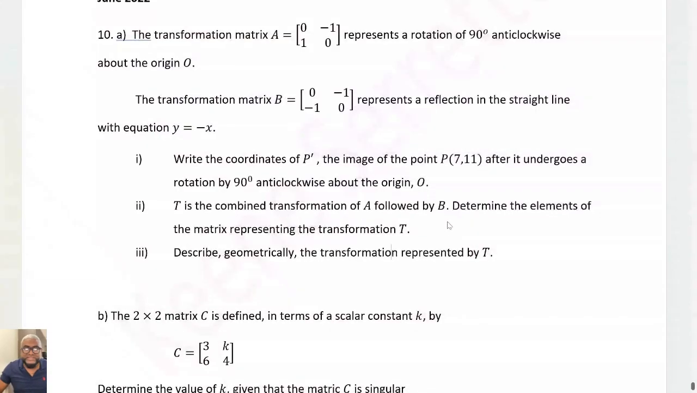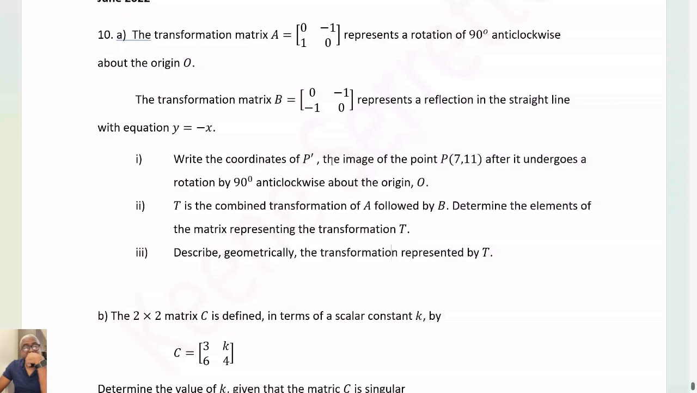So the matrix transformation A, which is equal to this, represents a rotation of 90 degrees anti-clockwise about the origin, right? This is one of the matrices that you actually have to learn. We have about 9 of them you have to learn. Then the other matrix transformation B, which is 0, -1, -1, 0, represents a reflection in the straight line with equation y is equal to -x. So you have a rotation and a reflection.